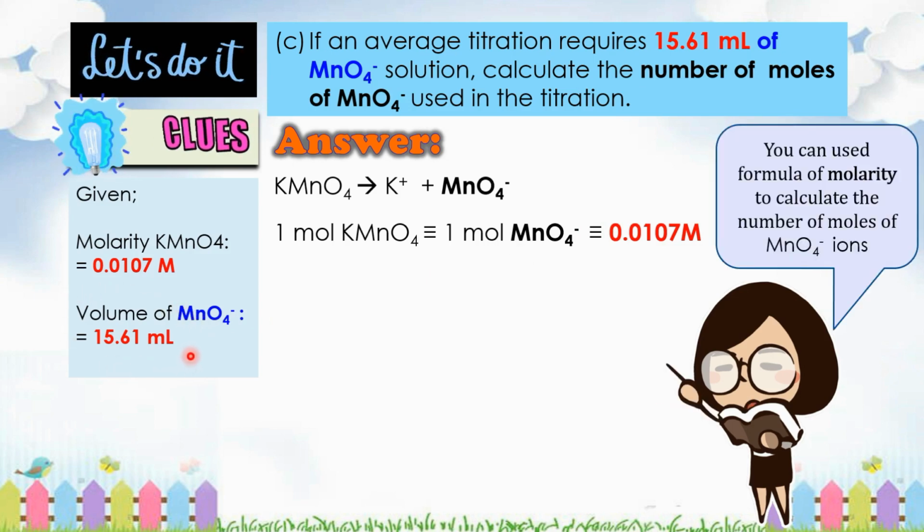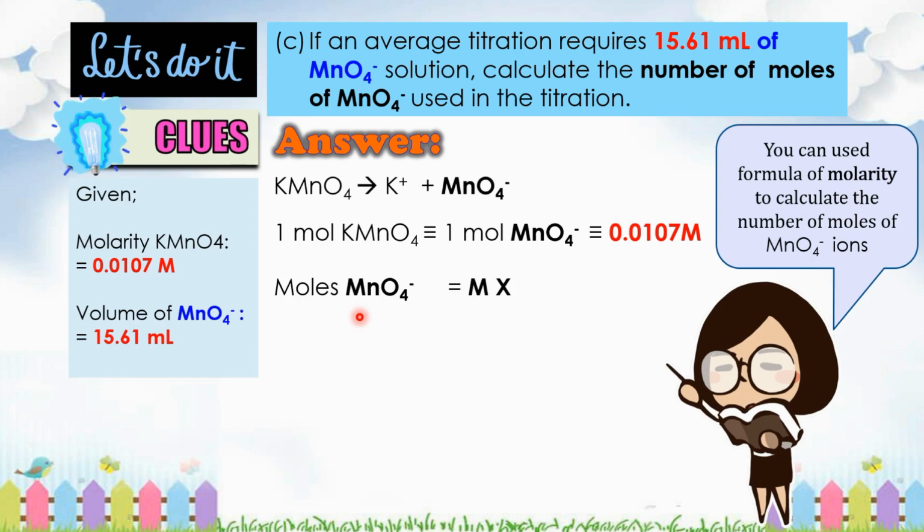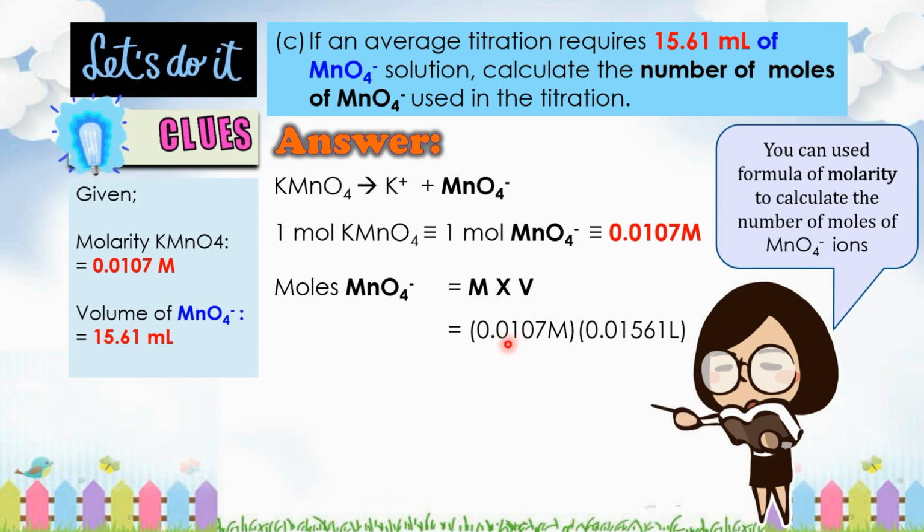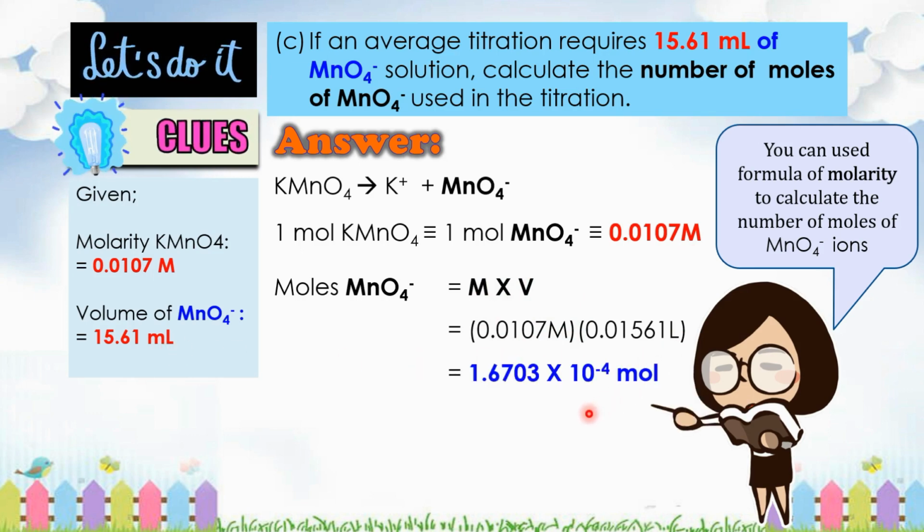So we have the molarity and we have the volume. We can use the formula of molarity to calculate the number of moles of MnO4- ion. Moles of MnO4- ion equals molarity times volume. Please remember, molar means the unit is mole per liter, so volume should be in liter. We have to convert from ml to liter. Finally, the number of moles of MnO4- is 1.6703 times 10 to the power of negative 4 mole.